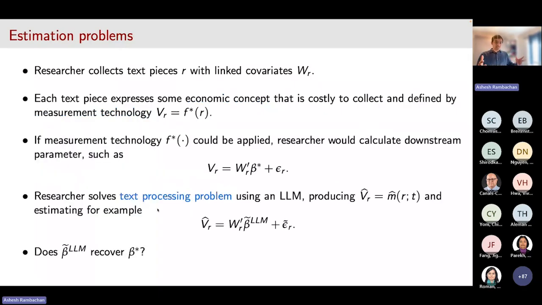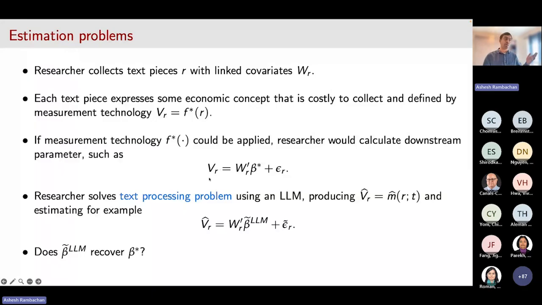Now, of course, the challenge is that these text corpuses often have hundreds, thousands, or if not millions of documents. And so we, the researcher, cannot read every single document in the corpus. But if we could do that, and we were to collect or measure this concept of V sub R across all documents, all we would want to do is plug that measure V sub R into some downstream regression.